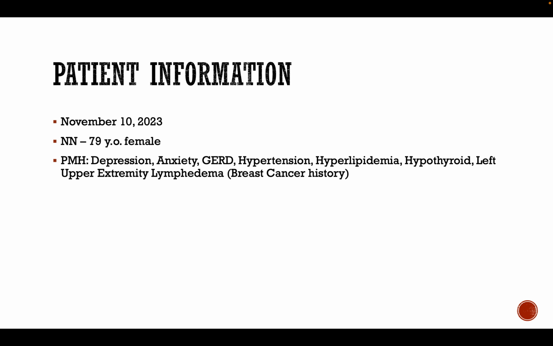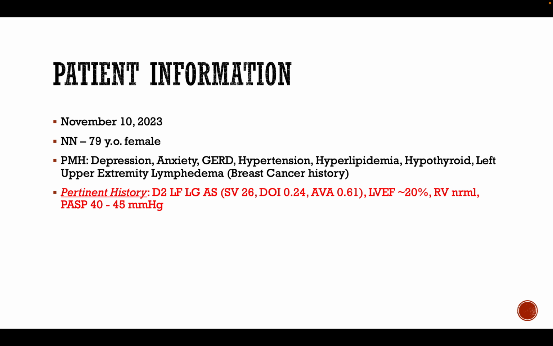Our patient was a 79-year-old female. She had controlled end organ dysfunction of multiple comorbidities, none of them life-threatening at the time: depression, anxiety, GERD, hypertension, hyperlipidemia, hypothyroid, and left upper extremity lymphedema from breast cancer. She presented to the Texas Heart Institute with D2 classification of aortic stenosis, which is low flow, low gradient. She had a poor LV, normal RV, but WHO class 2 pulmonary hypertension.